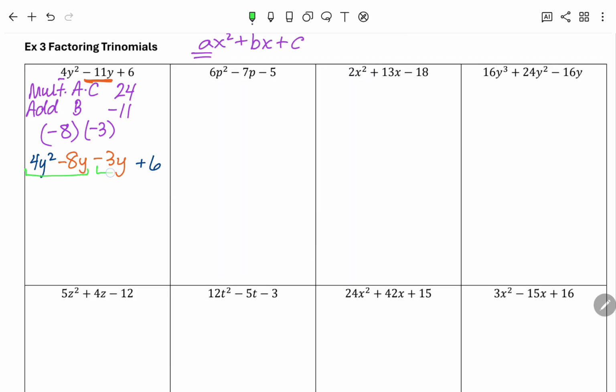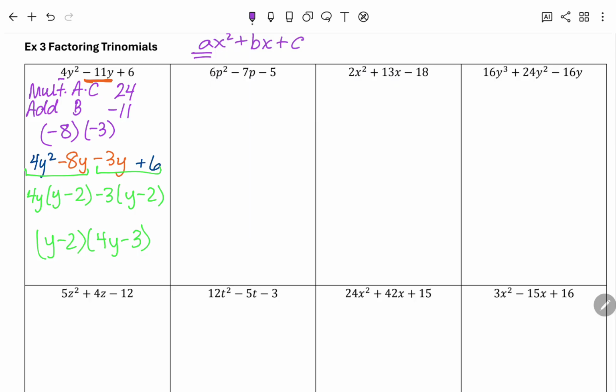So I can break this up into my 2 groups, pull out my GCF, and over here pull out my GCF to get my answer. Oh my gosh, it's amazing how math builds, right? We're using all these skills that we just previously learned. Super. So that is how I go about this type of problem. Okay.